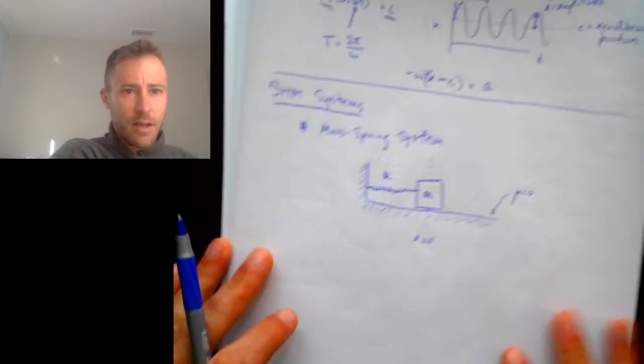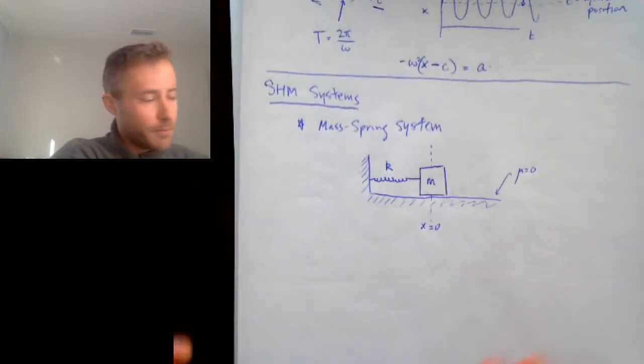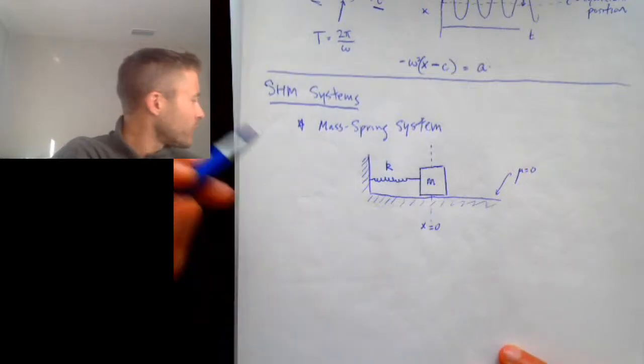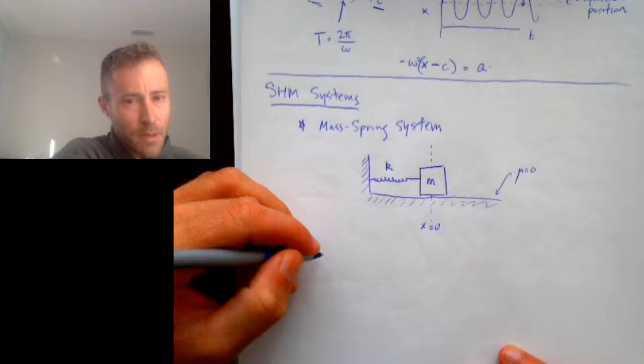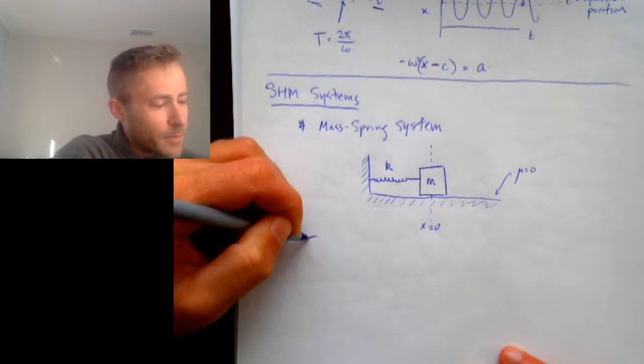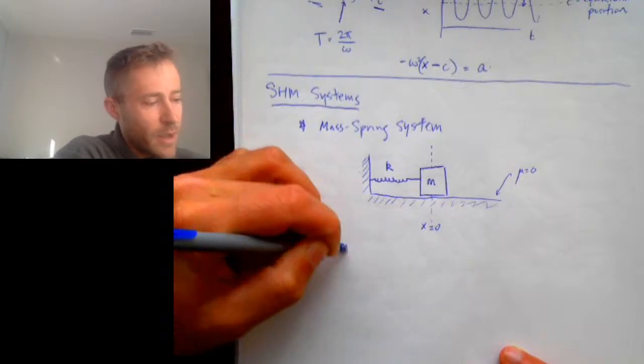So let's go ahead and see if we can get the period of that simple harmonic motion. Okay? So we're going to start out with Newton's second law, which says that net force equals ma.